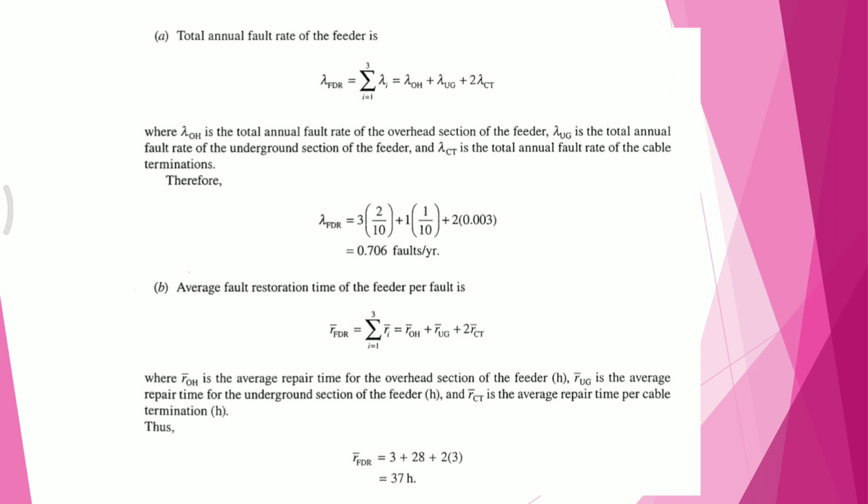which can be solved as R bar FDR is equal to 3 plus 28 plus 2 into 3, where the first 3 is 3 hours given for the overhead section and 28 hours is repair time given for the underground section, and the next 3 hours is the repair time given for the cable termination. By using this data, we have found that R bar FDR is equal to 37 hours.